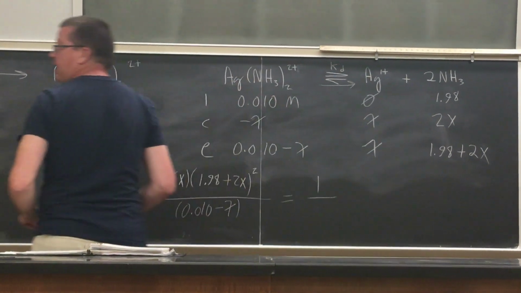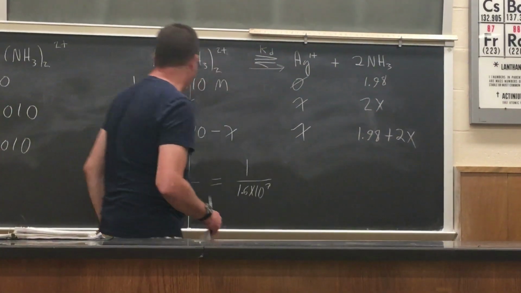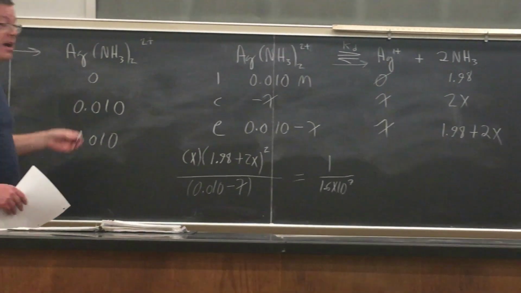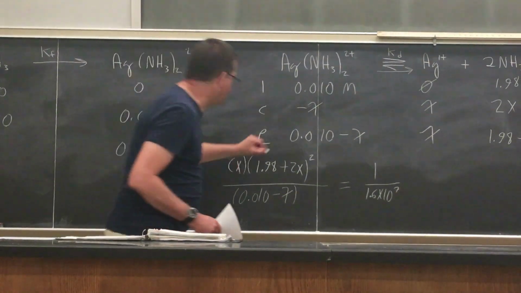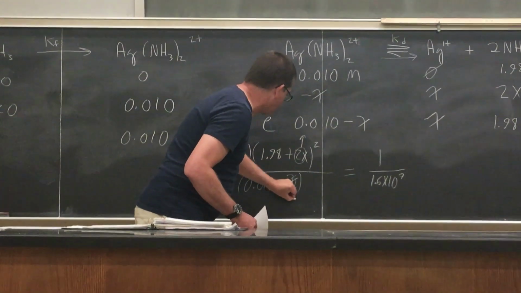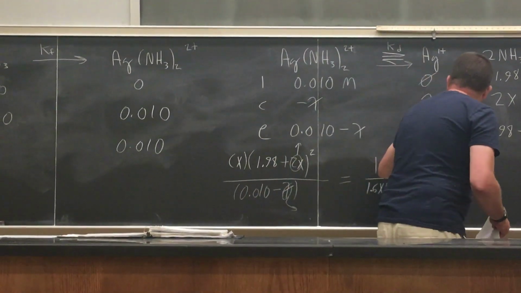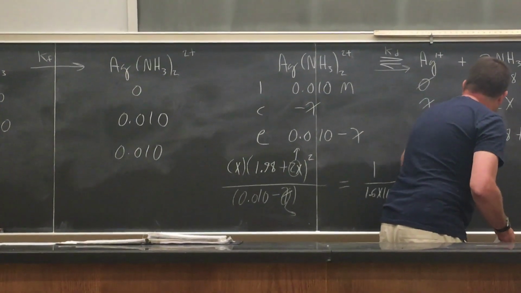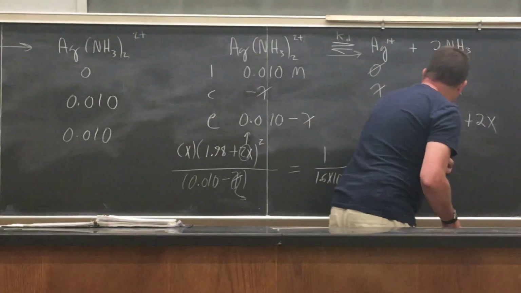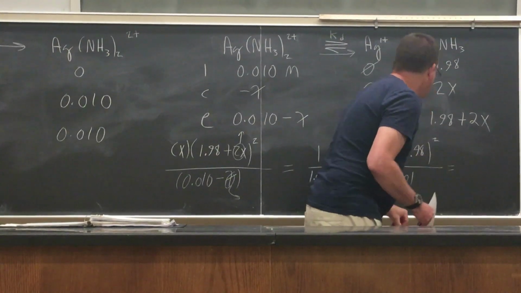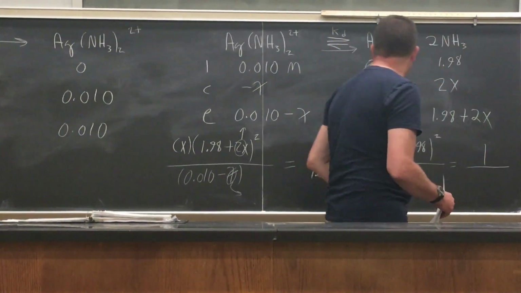So let's see, what did we say the Kf was? That was 1.6 times 10 to the 7th. So that should be a very small number, right? So this is a nice thing because now my K has become a very small number, so now I can simplify my math accordingly. So now we know that we can get rid of additive and subtracted X's, again, because our K is now small. So now our math gets fairly easy. We can see that we have X times 1.98, and I have to square my 1.98. All that divided by 0.01. And that's going to equal 1 divided by 1.6 times 10 to the 7th.